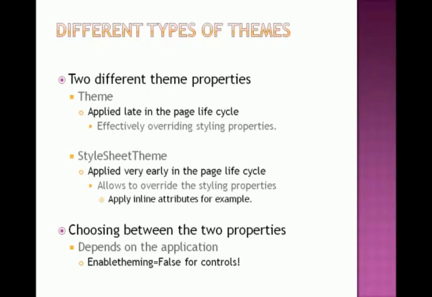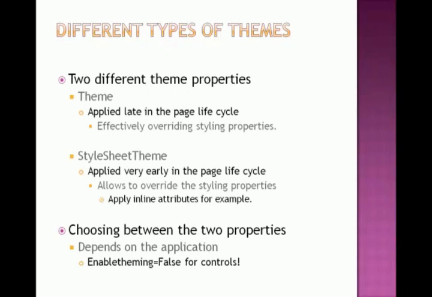There are two different types of theme properties that we can use: the Theme property and the StyleSheetTheme property. Both of these properties use the themes that we define in the App_Themes folder. The Theme property and the StyleSheetTheme property look very similar, but at runtime their behavior is very different.